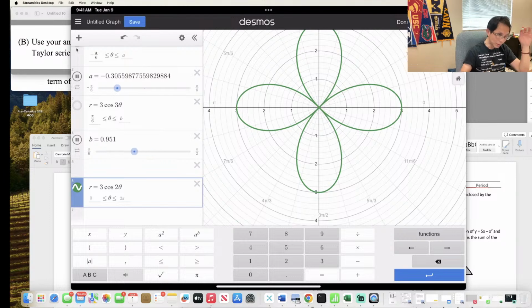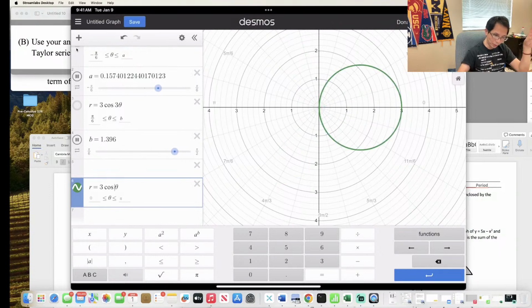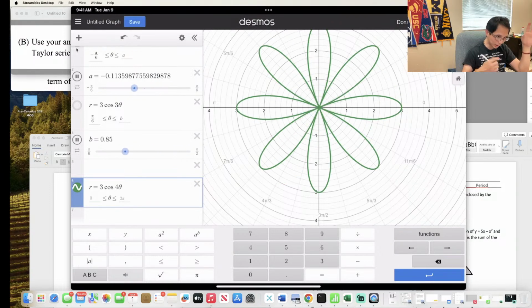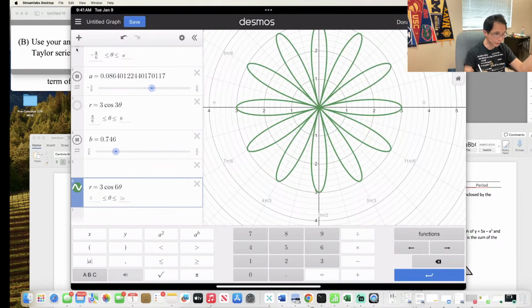Can you do 3 again? Yep, I'm going to do 3. So if I do 3, it's going to give you 3 petals. If it's a 4, it's going to be what? 8. It's going to be 8. Now, if it's a 5, then let's go back to 5. And 6, go to 12.